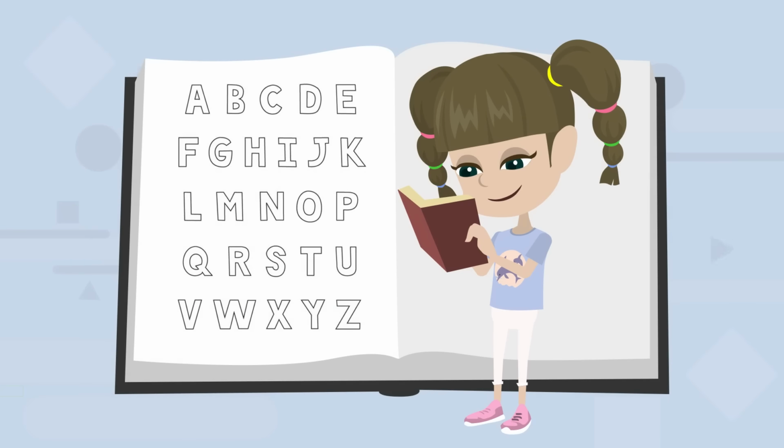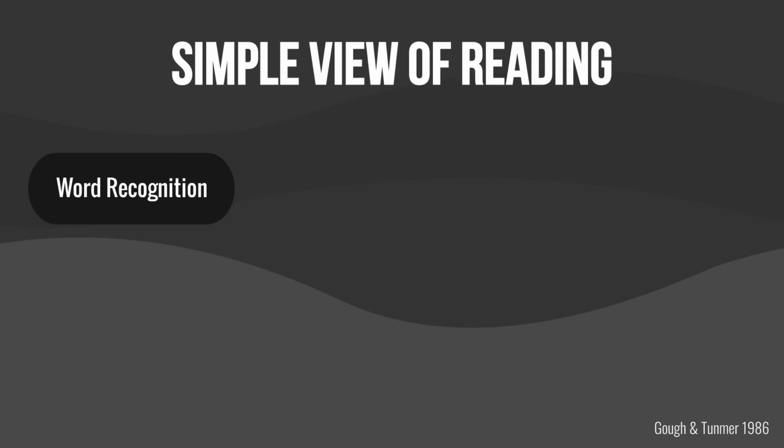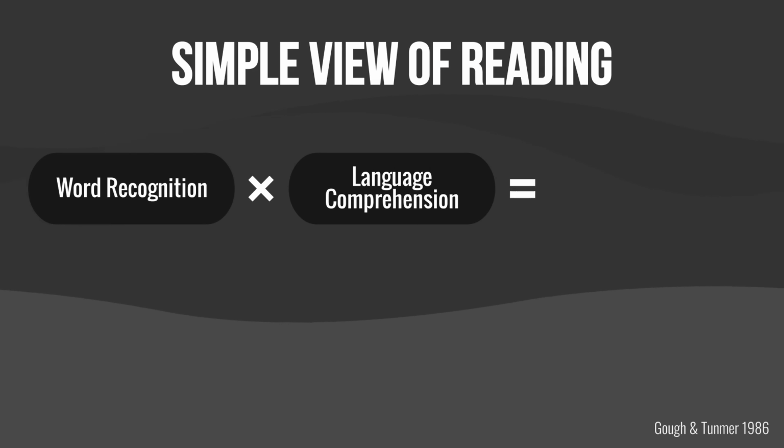For young children to understand what reading is, they need to figure out the relationship between the words they hear and use every day with the writing system that was invented to record that language. For alphabetic languages like English, this understanding is called the alphabetic principle. The alphabetic principle is the understanding that words are composed of letters that represent sounds. Dyslexia is characterized by difficulties with word recognition.